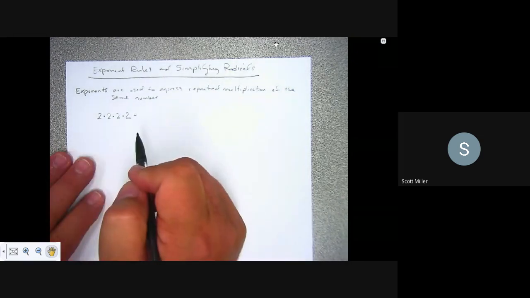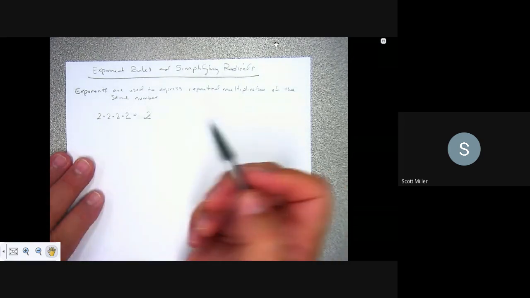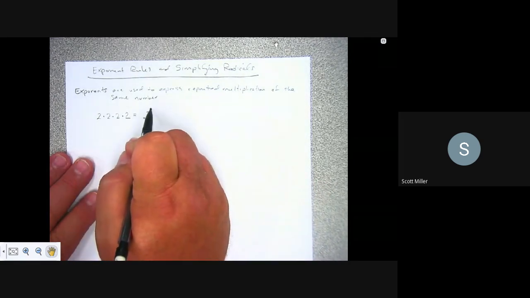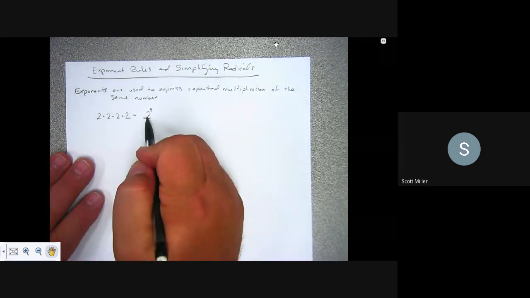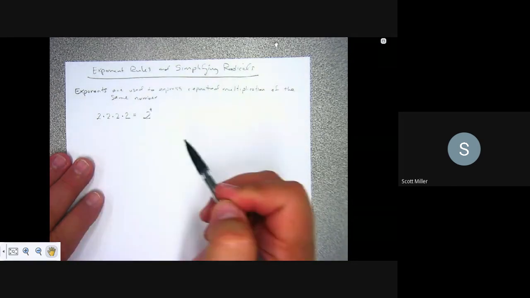It's called the exponent. This is called the base number. So the base number is 2. That's the number that's being multiplied repeatedly. And then how many times it's being multiplied is what's called the exponent. And it's a little tiny number in the top corner of this number. So this means 2 to the 4th power, and it means 2 multiplied 4 times.